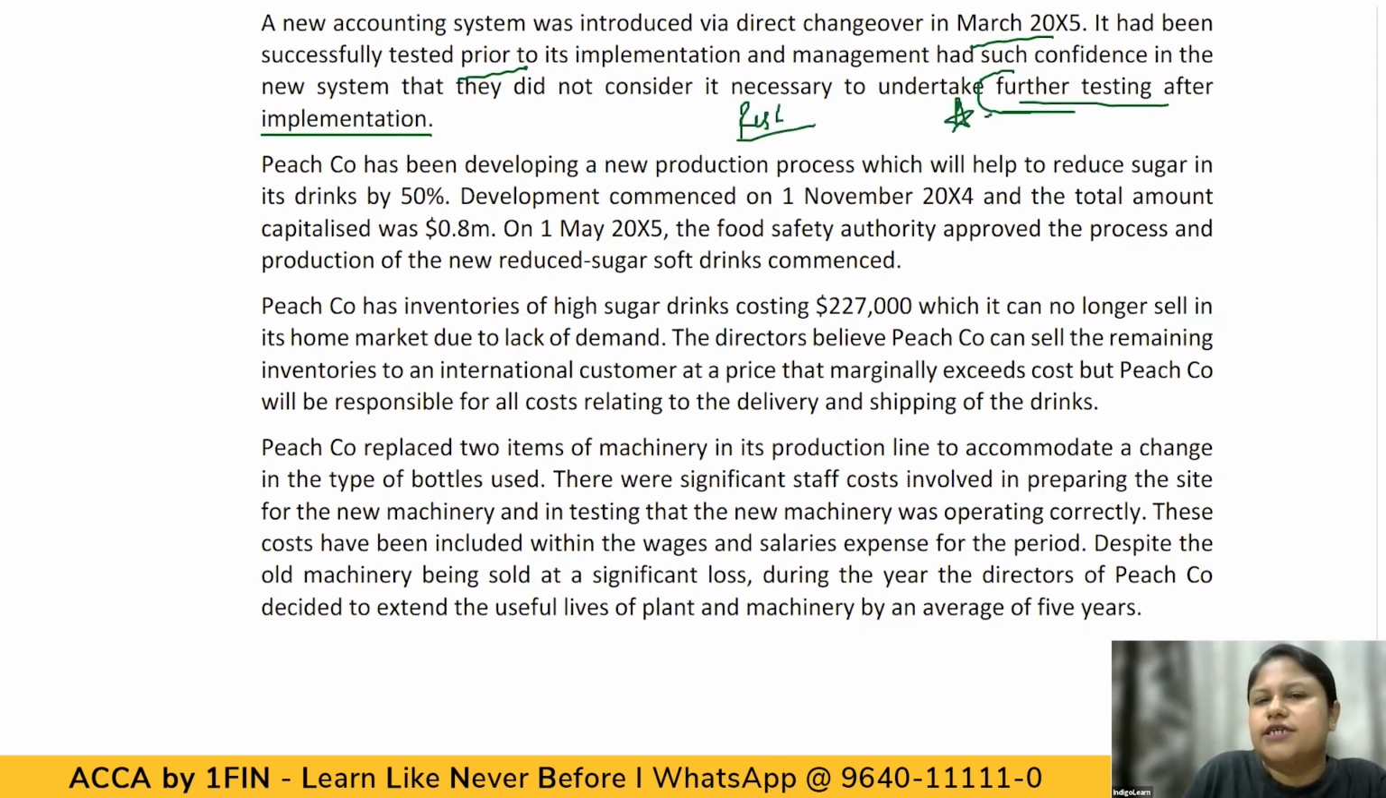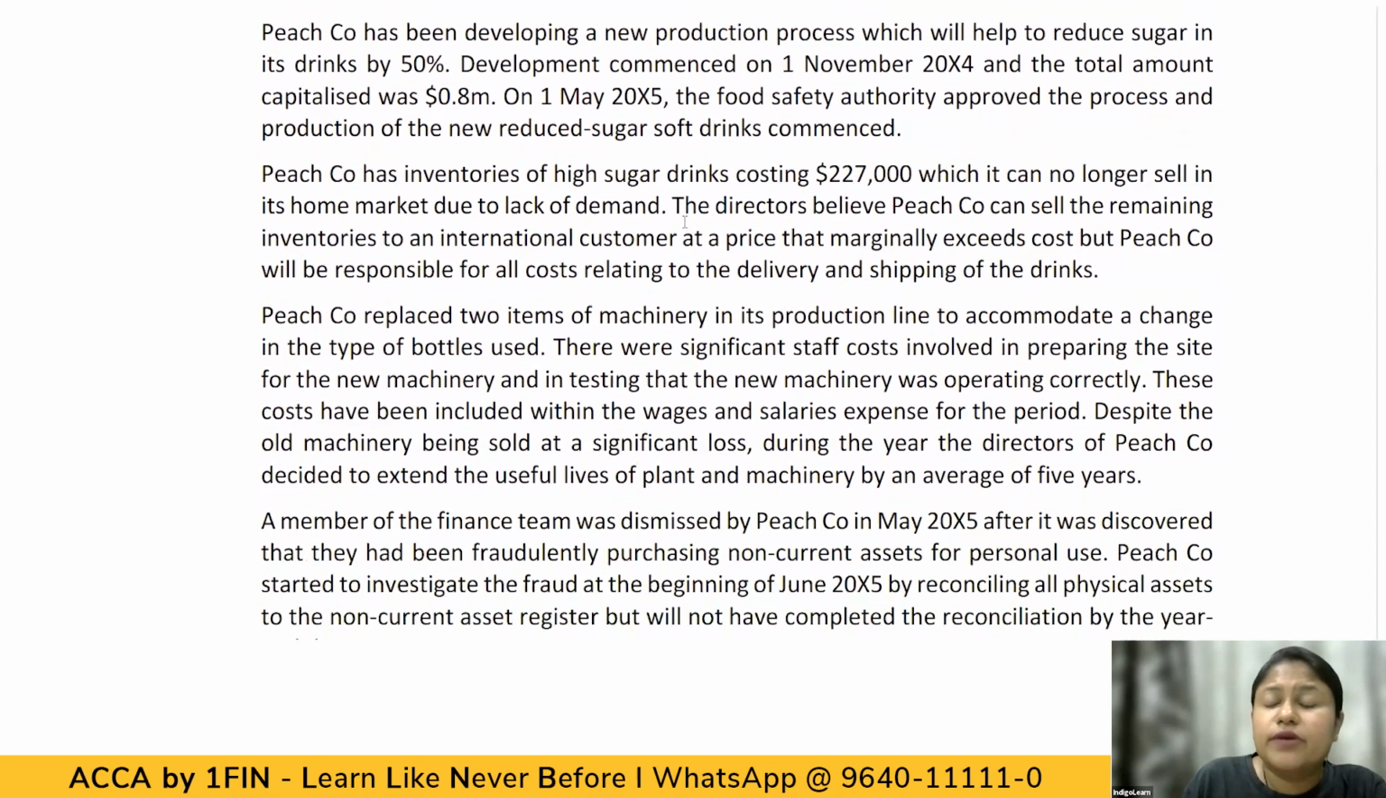Okay, if you don't do the further testing, then there could be a risk of material misstatement with the recording of the transactions, because the accounting system is new. So prior to implementation, you have tested, but after implementation, you have not checked. So there could be a possibility of opening balances being wrong, or maybe the accounting entries which have been posted for the current period could be wrong. So there could be a risk of material misstatement here. So first thing is that.